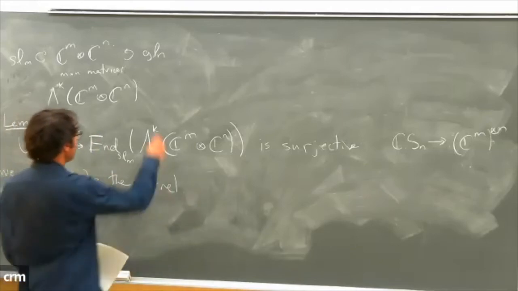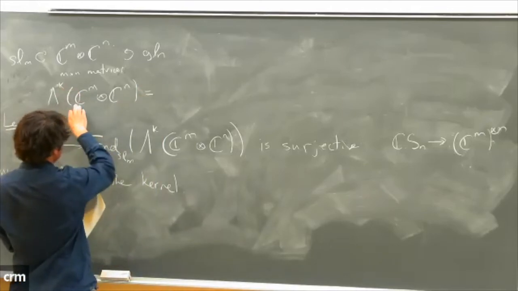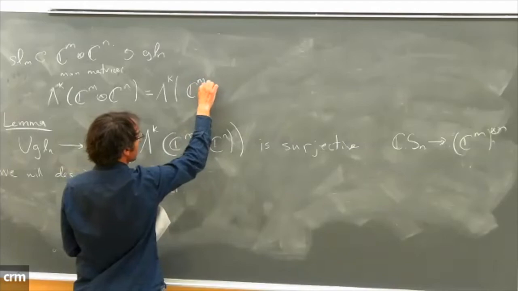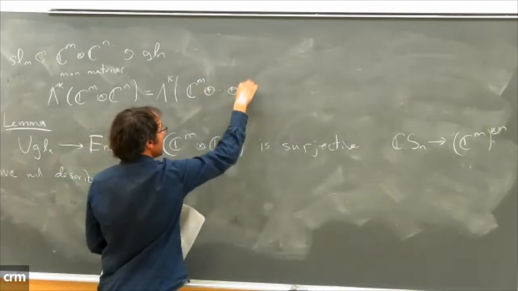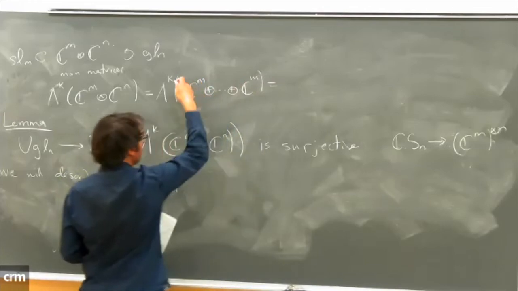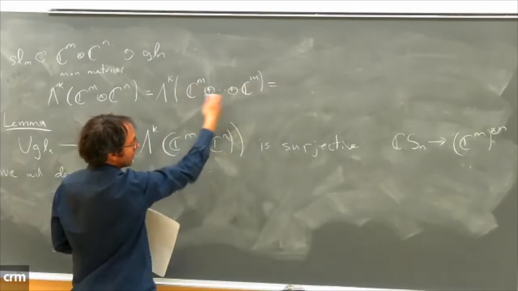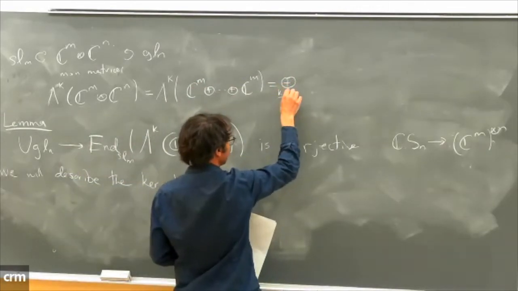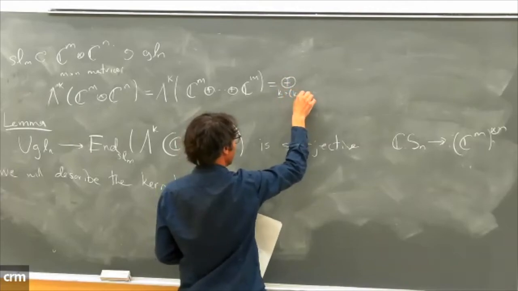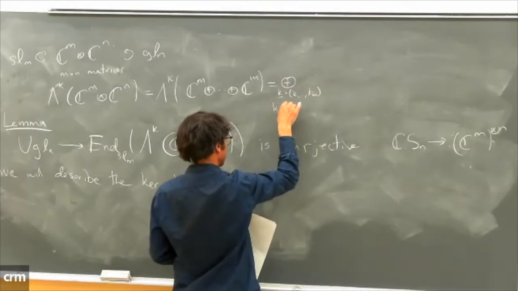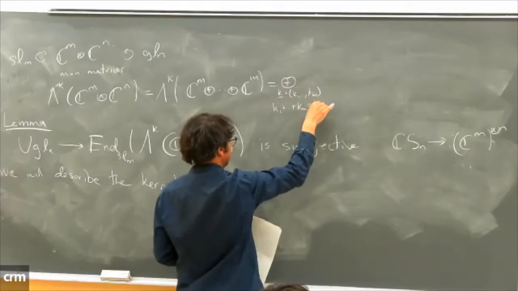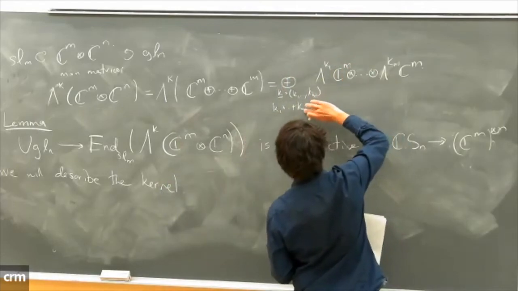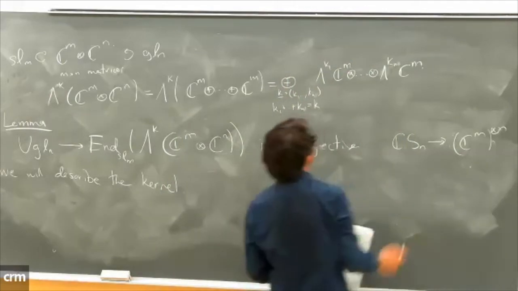Well, this exterior power of C^M tensor C^N, I can think of as the exterior power of a direct sum of N copies of C^M. And an exterior power of a direct sum is the same as the direct sum over all exterior powers of each piece. So this is the direct sum over all sequences K_1 up to K_N, with K_1 plus ... plus K_N equal to K, of wedge^{K_1} C^M tensor and so on. The biggest problem in this topic is getting our N's and M's confused.